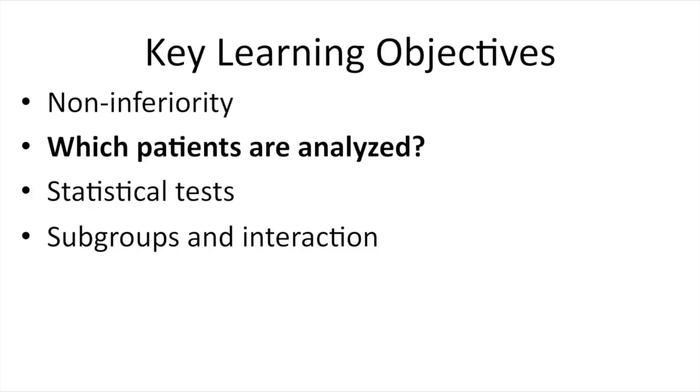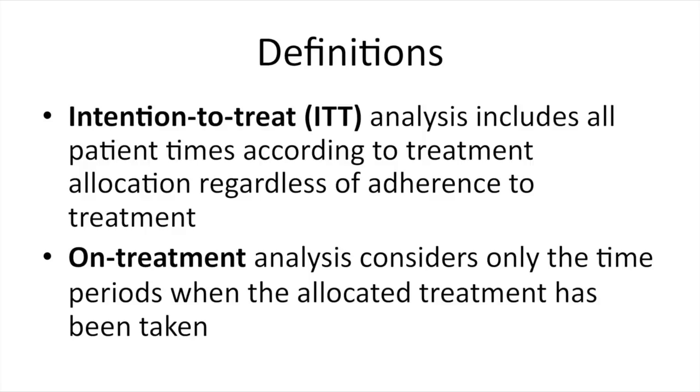We move to the patients group, which are analyzed. We have two different possibilities to analyze. We already discussed this yesterday. This is the intention to treat analysis. This includes all patient times according to treatment allocation, regardless if the patient really took the treatment at the time or not. In comparison, the on-treatment analysis considers only the time periods when the allocated treatment has been taken.